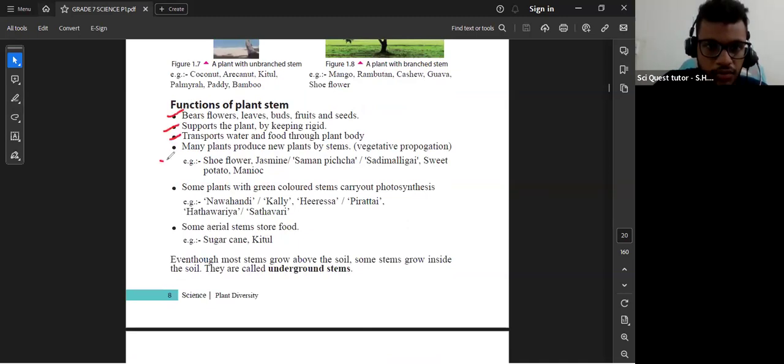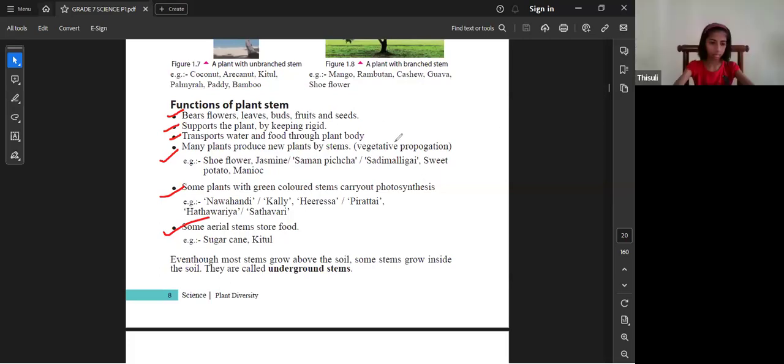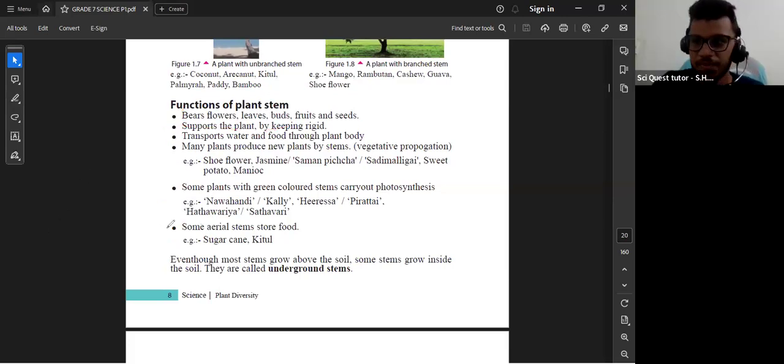1, 2, 3, 4, 5, 6. Wow, great. So every student can read one function. Let's start from Tisuli. I can see Tisuli first, so that's why I'm calling Tisuli. Tisuli, you can read the first function. Bears flowers, leaves, buds, fruits, and seeds. Good. Bears flowers, leaves, buds, fruits, and seeds.